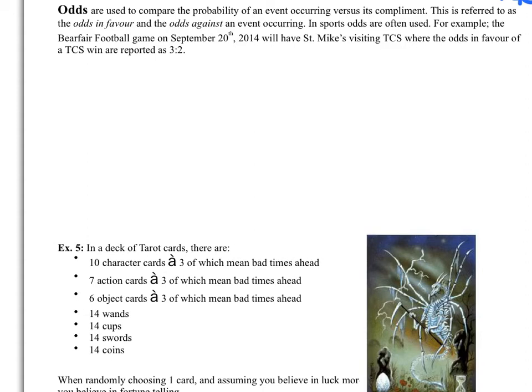Oh, I get it. Like we use them in sports. For example, the Bear Fair football game on September 20th will have St. Mike's visiting TCS, where the odds in favor of TCS winning are reported as 3-2.